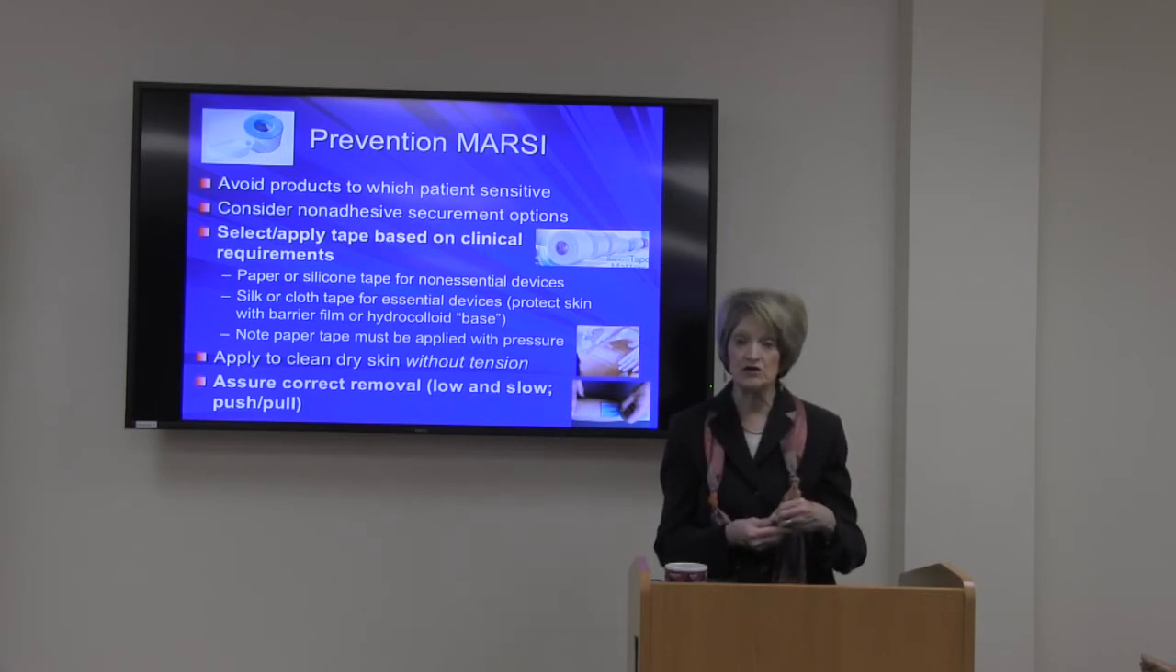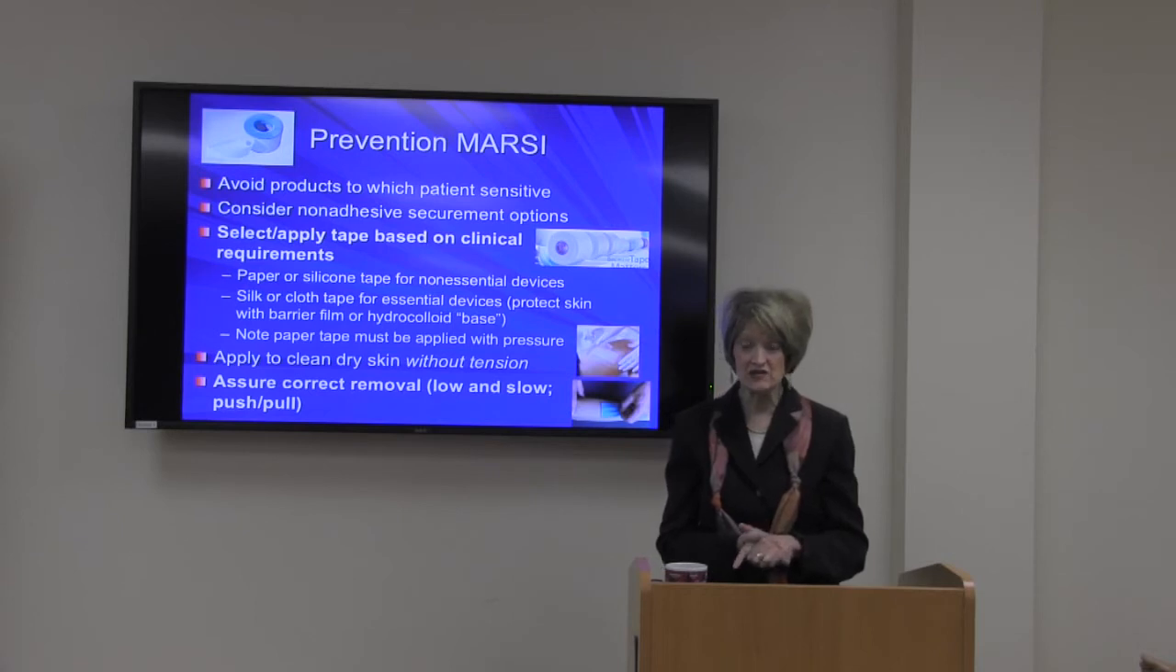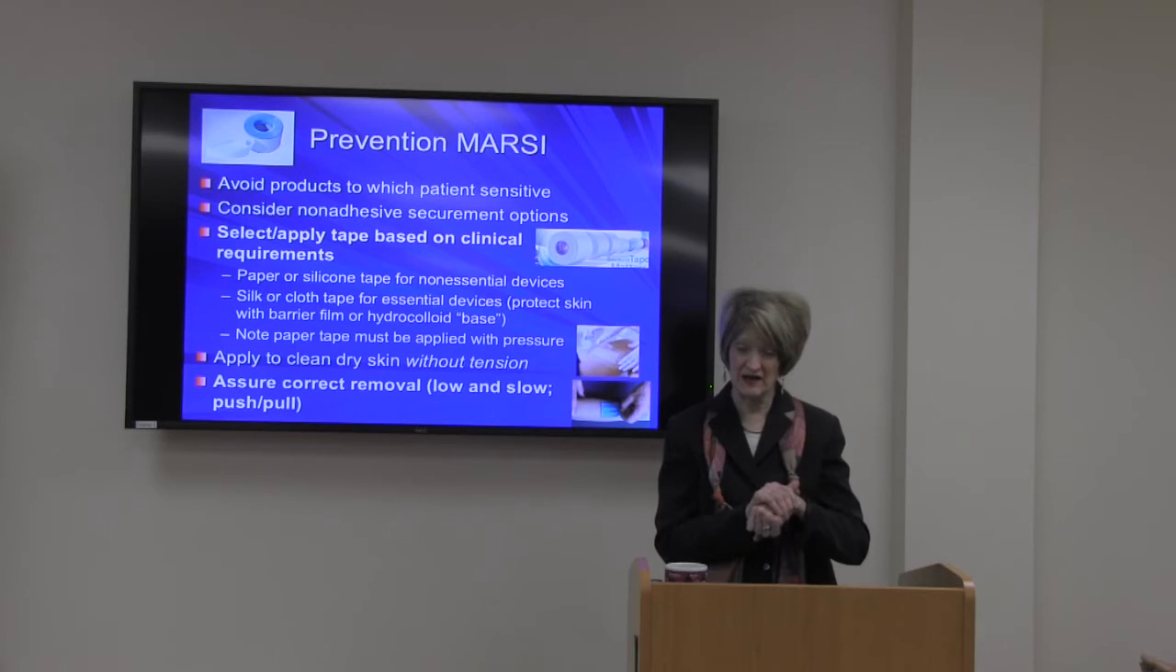So if I'm using adhesive for a non-essential device, like we just said, you can use a gentle adhesive, a silicone tape, a paper tape. But if it's an essential device, I need to use a silk or a cloth tape. However, as we've already said, I can put down something to protect the skin. So I can either paint my skin with a liquid protective barrier, or I can put down something like a hydrocolloid or a silicone adhesive foam.